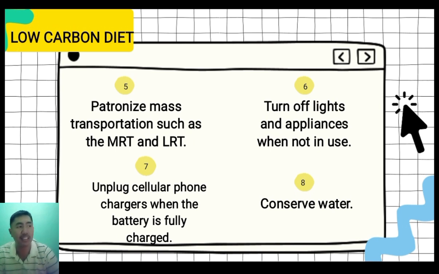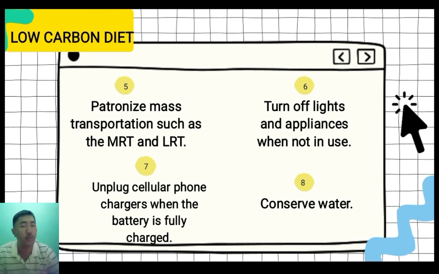Next is unplug cellular phones and chargers when the battery is fully charged. I think you are all affected by this because sometimes even if it's already full, we keep charging, and that's very wrong, it affects our environment. It is one of the causes of wasted energy, which is electricity. So it's not saving energy.